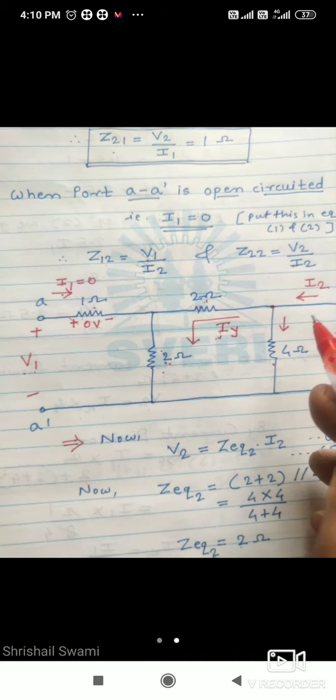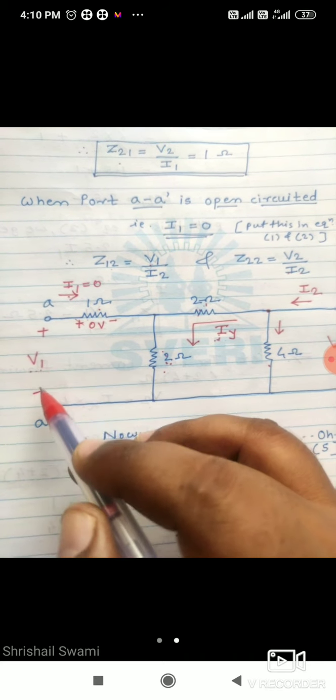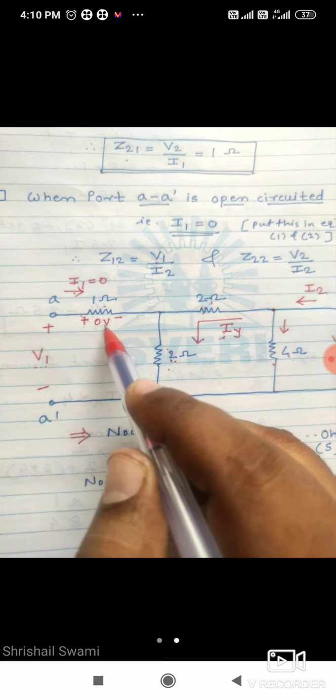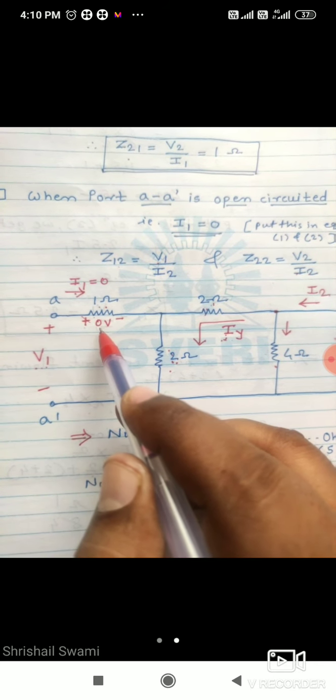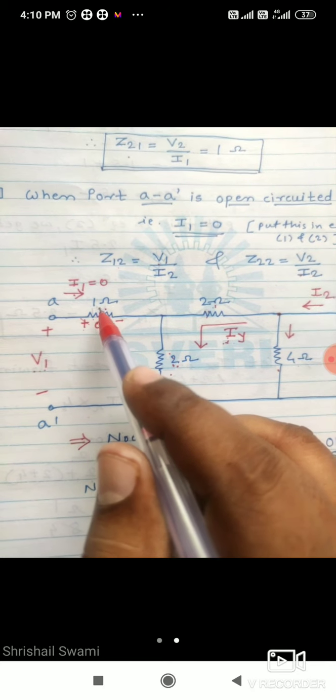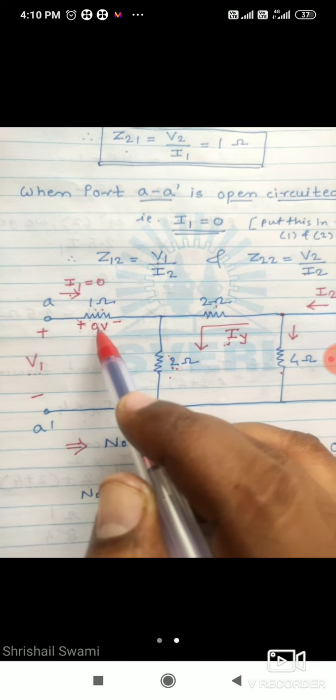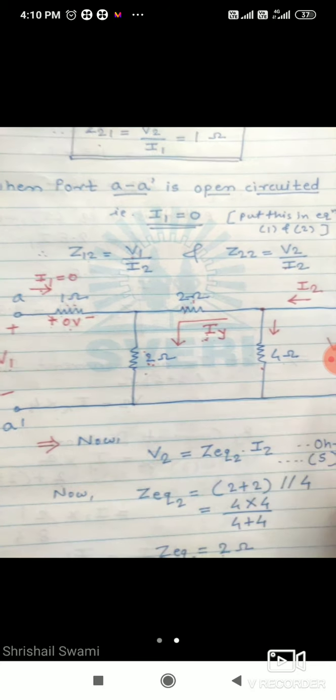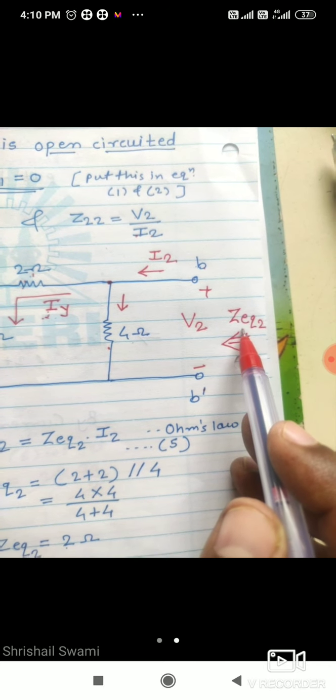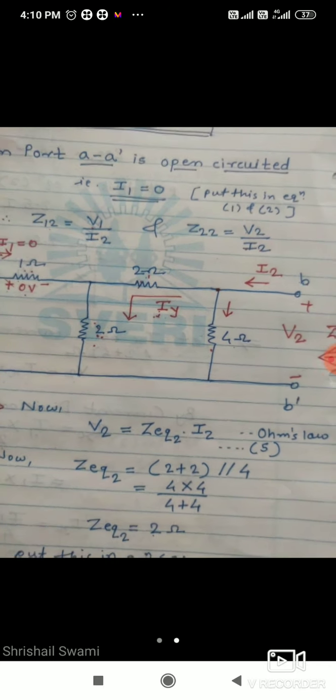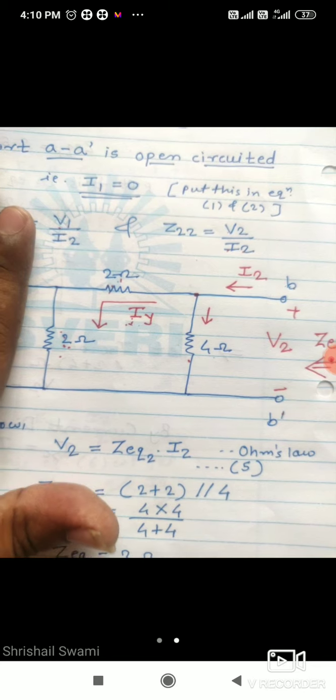While measuring, the confusion is that many students are taking the 1 ohm. Don't take the 1 ohm into the equation, because current will not flow here, since there is an open circuit and this current is already 0. So the voltage drop across the 1 ohm is already 0. So why are you taking this resistor? There is no use of this resistor while finding out Z equivalent to. So only consider this part.